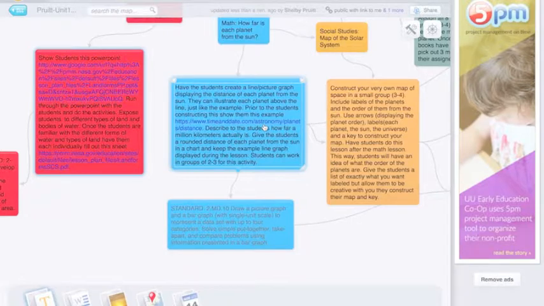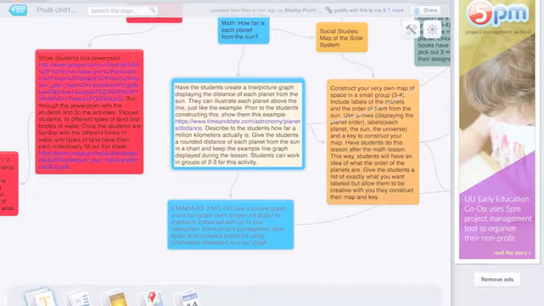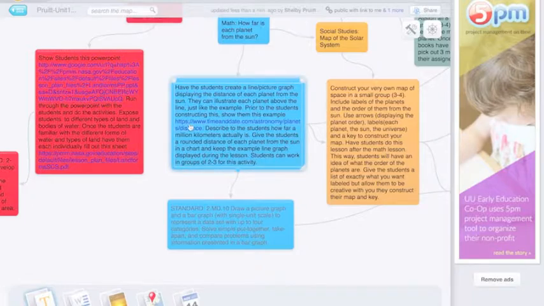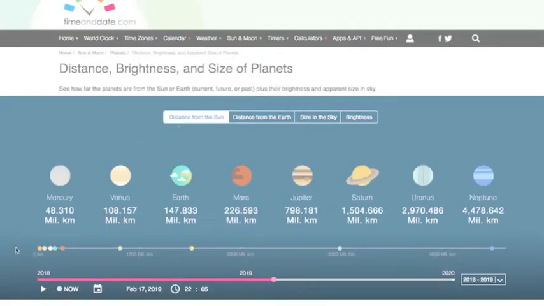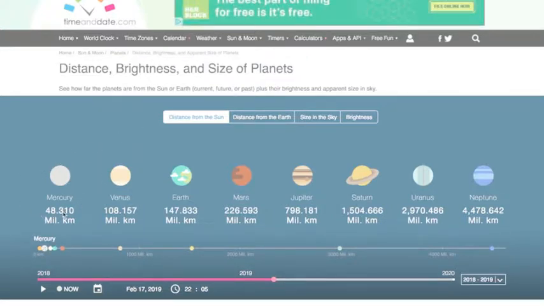Prior to the students constructing this, show them this example. Describe to the students how far a million kilometers actually is. Give the students a rounded distance of each planet from the Sun. So, for example, I'm going to round each one of these to the tenths, and I'm going to have it in a little list for the students so they're able to just have that.